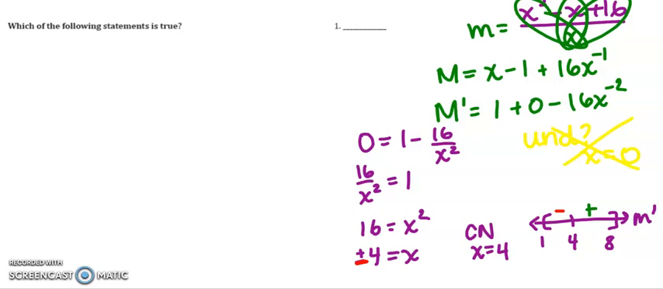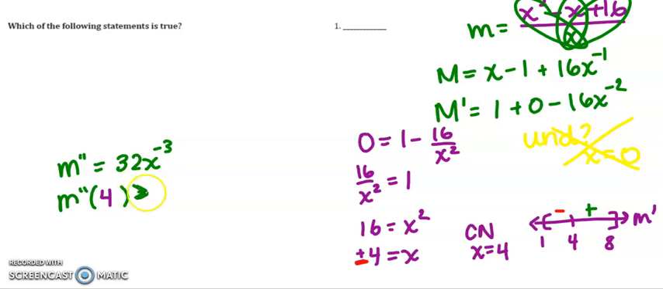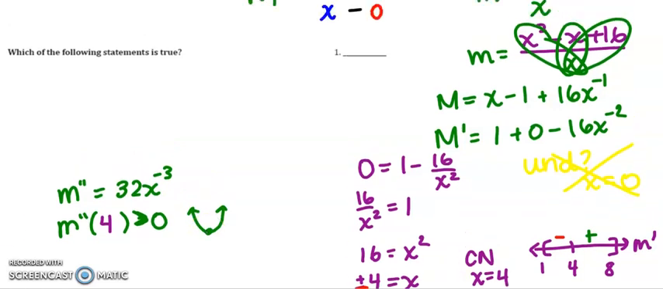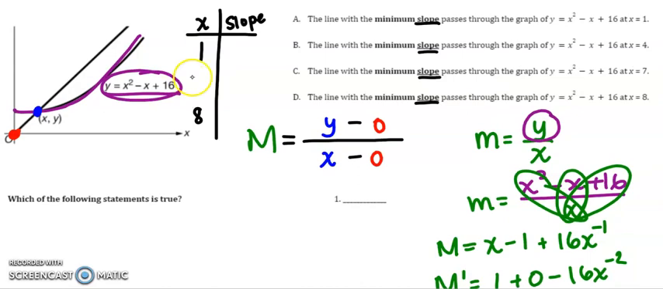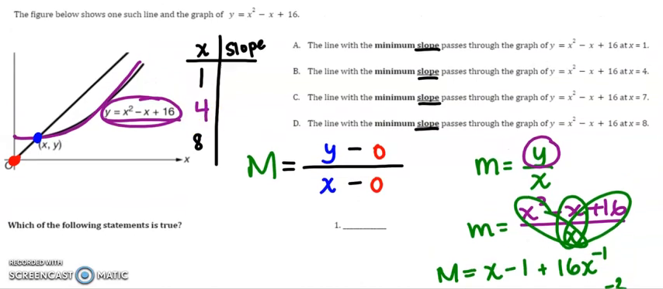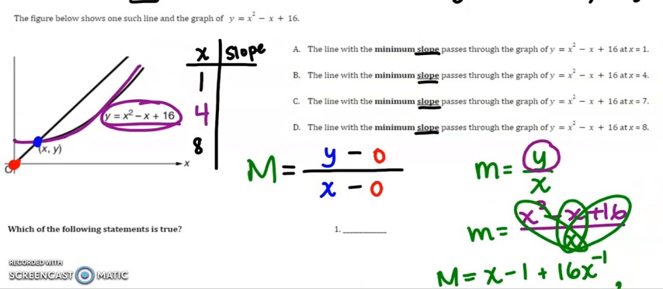You could also take the second derivative, I'll do that over here, m double prime. The derivative of 1 is 0, the derivative of 0 is 0, this becomes 32x to the negative third, and when you take m double prime specifically at your critical number of 4, you end up with a number that is greater than 0, which means your graph was concave up, and you have in fact a minimum at 4. So we have 4 as a candidate for the minimum. I just need to double check those pesky endpoints.